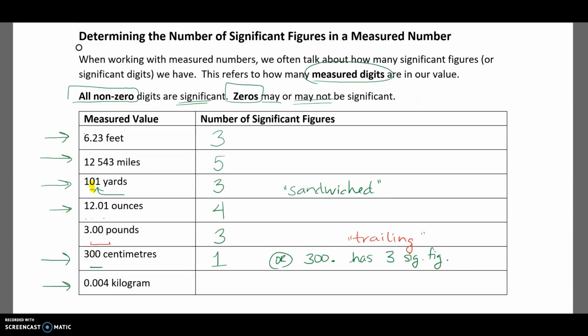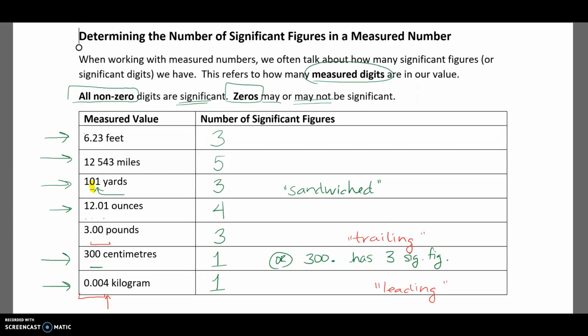In our final example, we have what are called leading zeros, or the zeros before our first non-zero digit, which in this case is the 4. Here we have 0.004 kilograms. Leading zeros are again just placeholders, and they are not considered to be significant. So here I have only 1 significant figure.